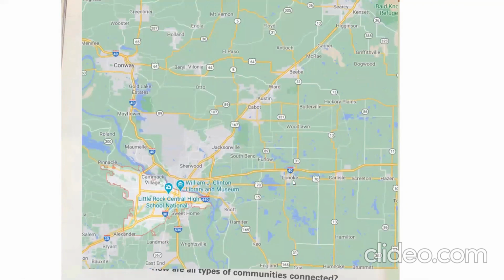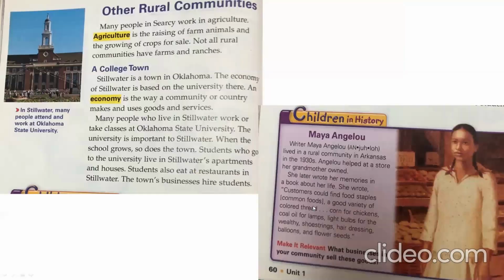Let's have a closer view on this map. You can see that's Cersei up over there, pretty far away from Little Rock, right? And that's Little Rock. And right here on the outskirts of Little Rock is Sherwood, as you can see. So you can imagine that people in the rural communities have to travel all the way to Sherwood or sometimes to Little Rock to visit shopping malls and hospitals.